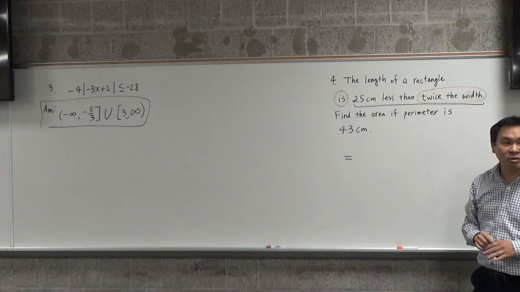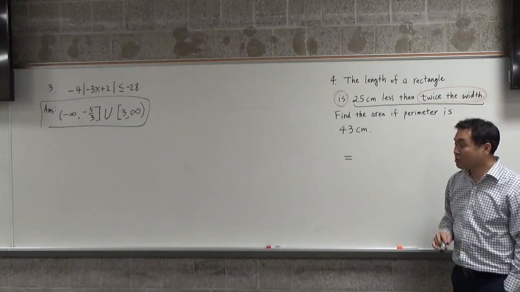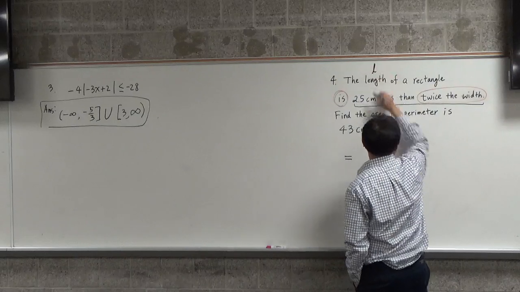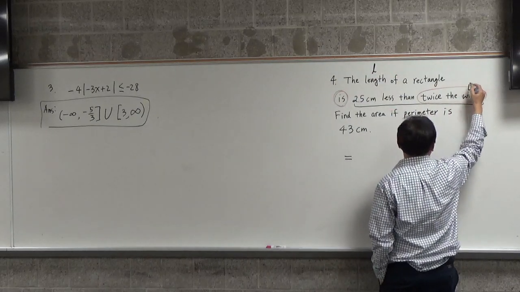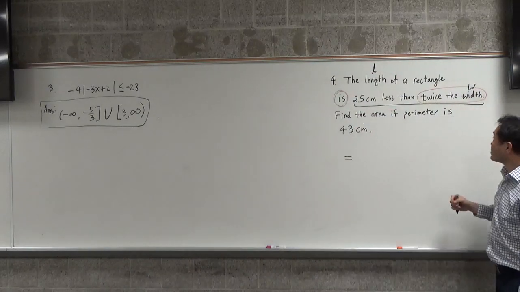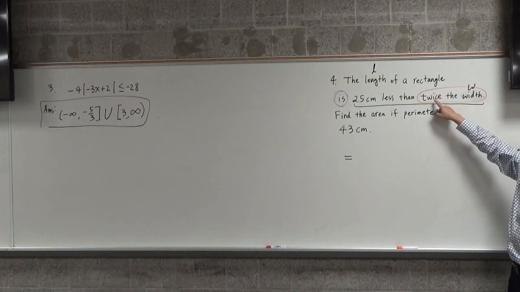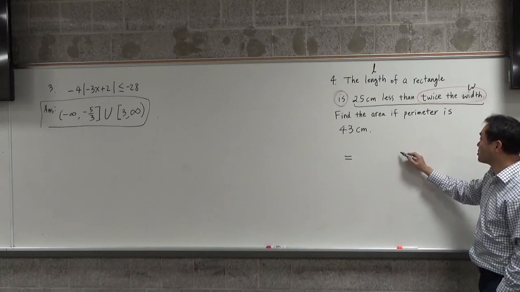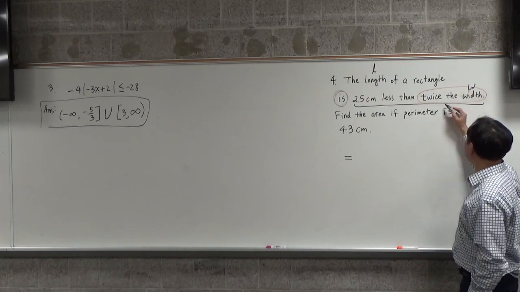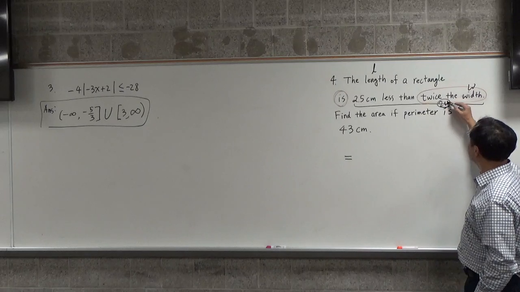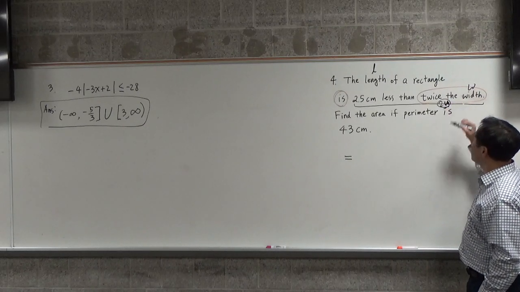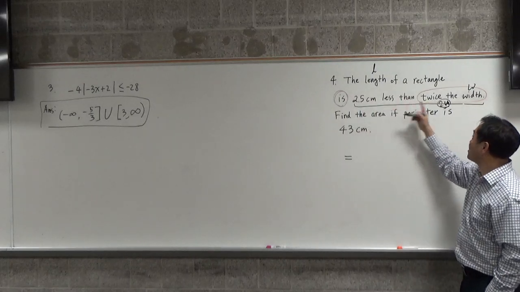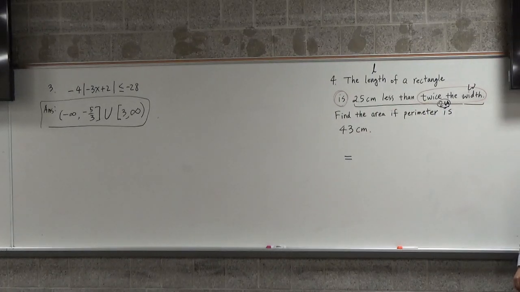But to do that, you need to pick variables. So for the length, I'll assign L. For the width, I'll assign W. You could also use X and Y, okay? All right. So how do you write twice the width? 2W, right? It's double of W. Good. So you think of this as now 2W. And then the next thing is, how do you say 2.5 centimeters less than 2W? Minus 2.5. Yeah, that's good.